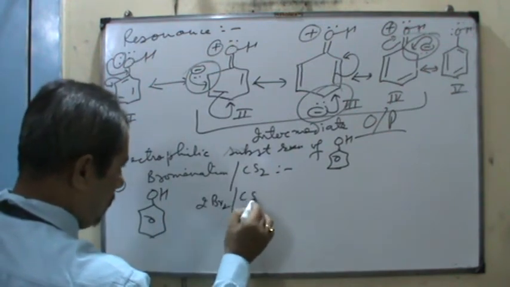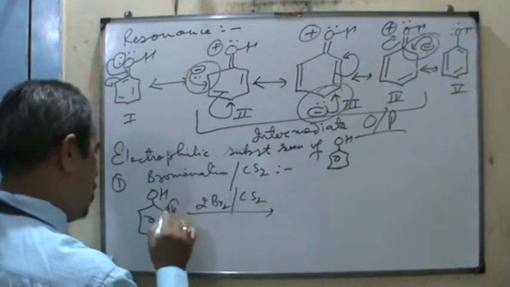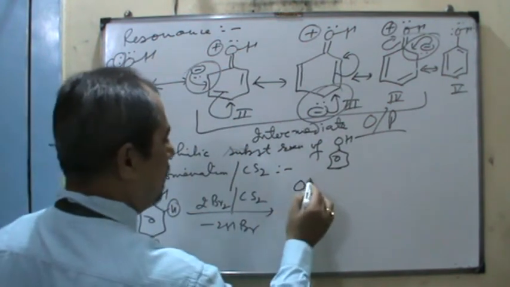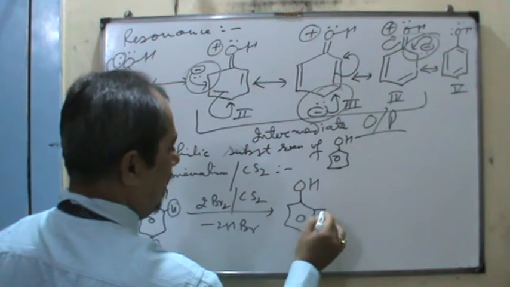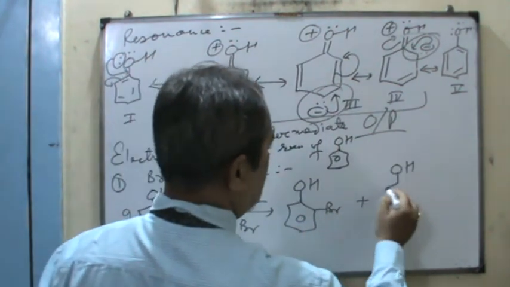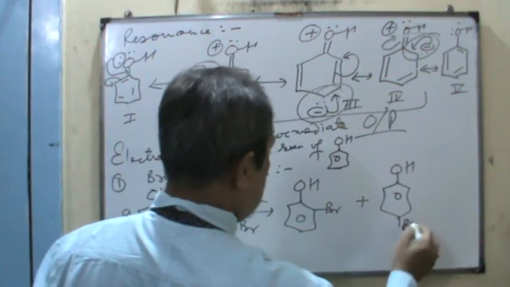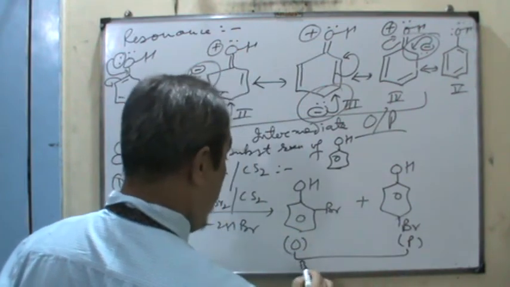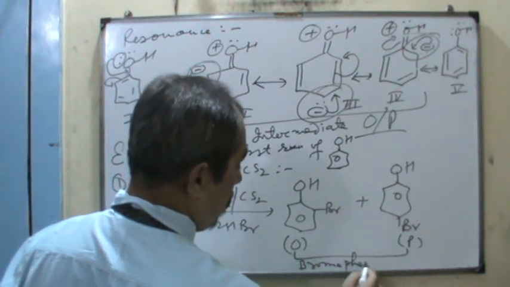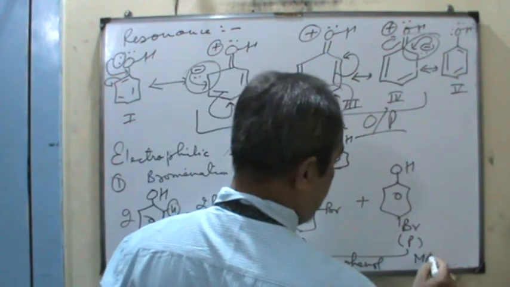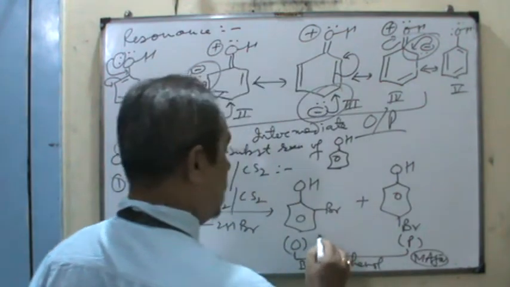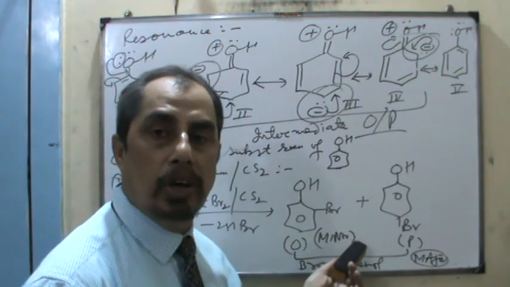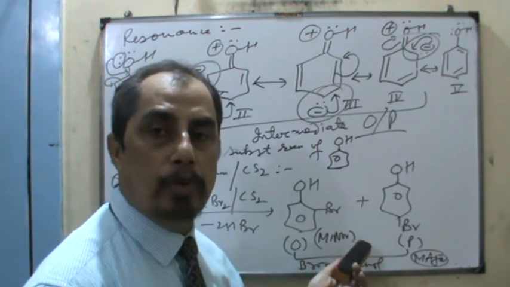2Br2 in carbon disulfide, chloroform, or carbon tetrachloride. Twice HBr is lost. It is the OH and Br, and OH and Br. These are the isomers of ortho and para bromophenol. Para bromophenol is the major product and that is the minor product. Right, 4-bromophenol or 2-bromophenol. So it is the isomeric form of ortho and para bromophenol.